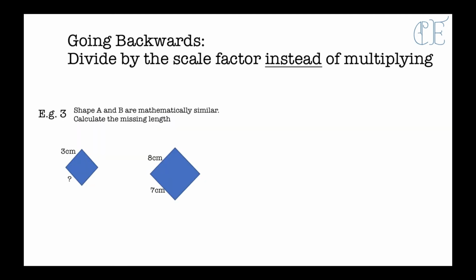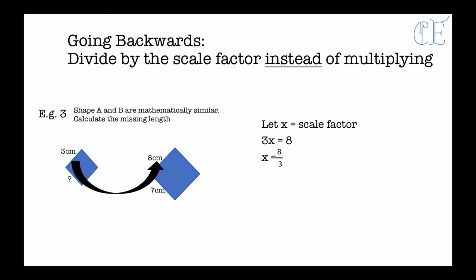Okay, so last example then. So here we're going to have to divide by a scale factor instead of multiplying, because this time we don't know the size of the smaller one. So again, we need to work out the size that we do know. So here we've got 3 and 8. So if we know that 3 times something gives us 8, so 3x equals 8, we divide by 3, giving us a scale factor of 8 over 3.